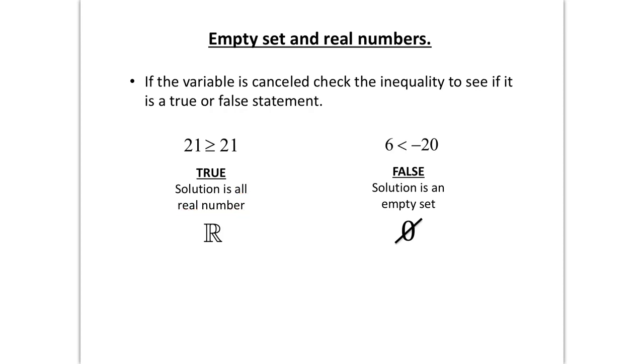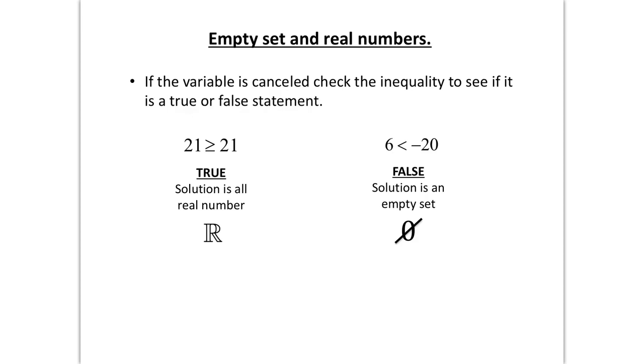The variables cancel. You don't have any more letters, any more variables. So if it's a true statement, you will have all real numbers. The symbol that I showed you when we were solving equations, same thing here, same symbol. It looks like an R, and it represents all real numbers.